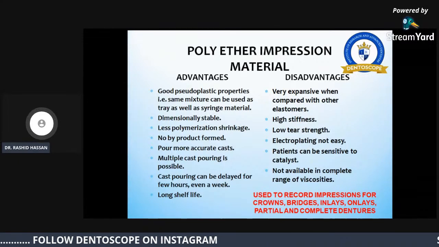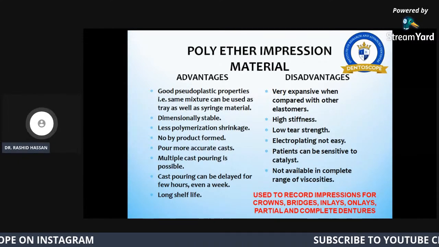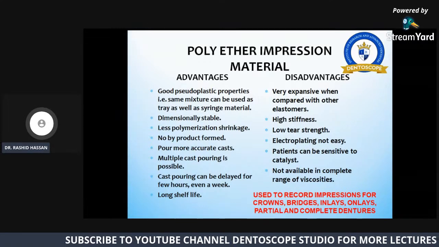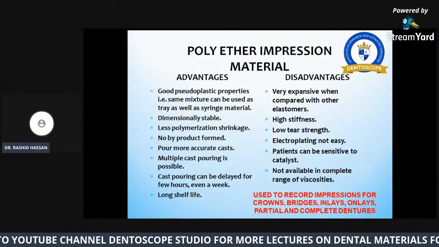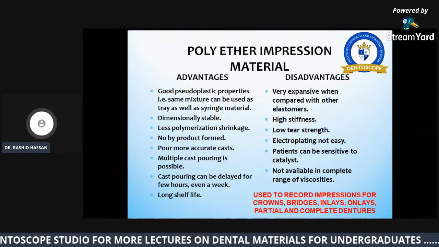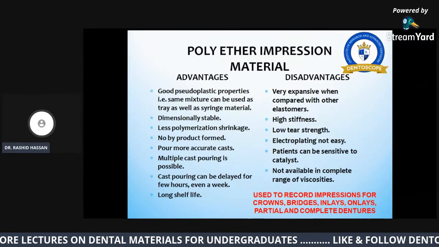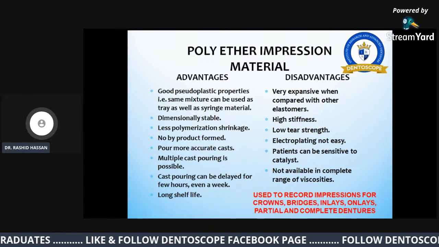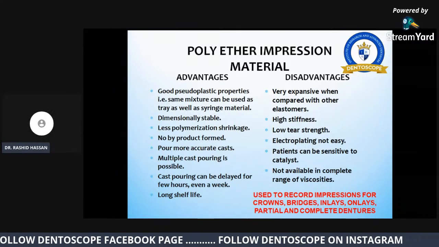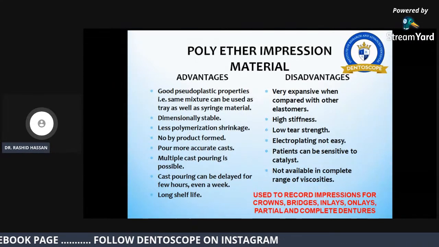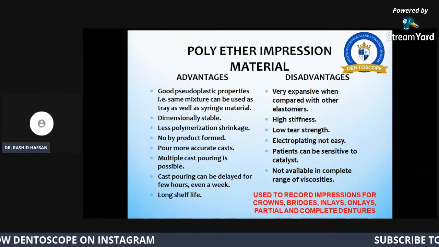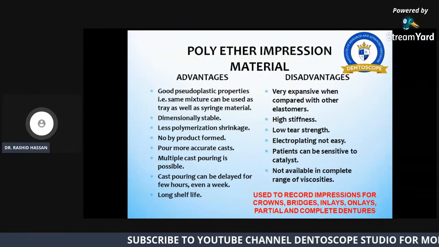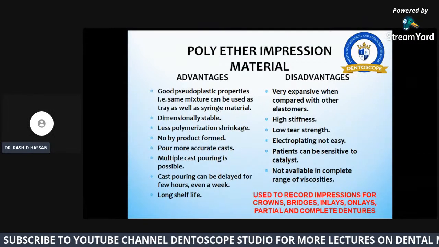The stability is going to be compromised, but this polyether is the only impression material in which the cast pouring can be delayed to about 1 week. So you can simply record an impression, send it by courier to any other city, and it can still reproduce the same fine details. So that's why this is the most expensive of all the impression materials.